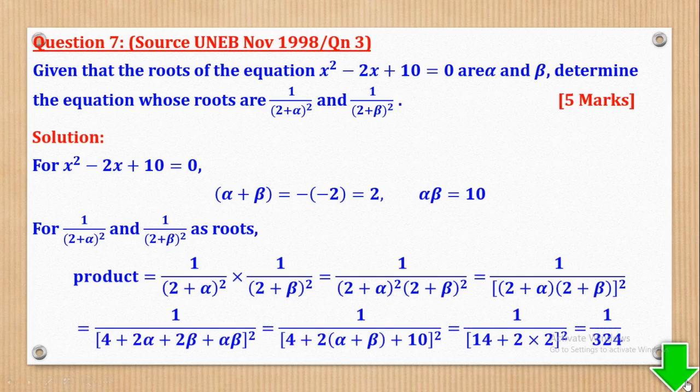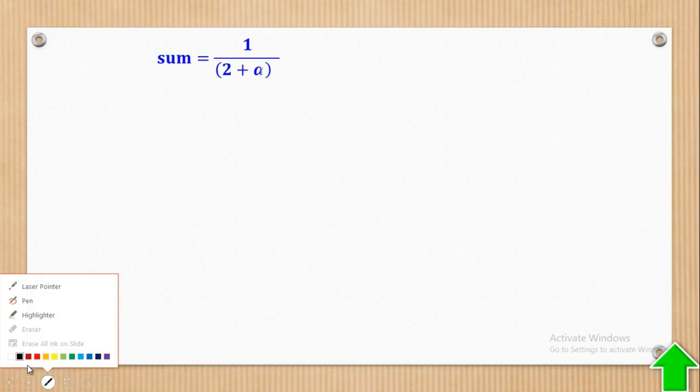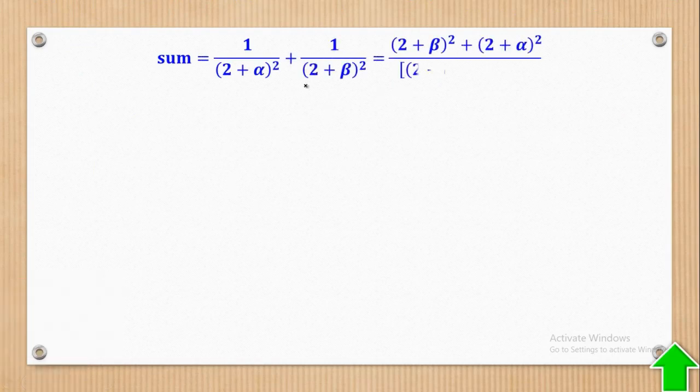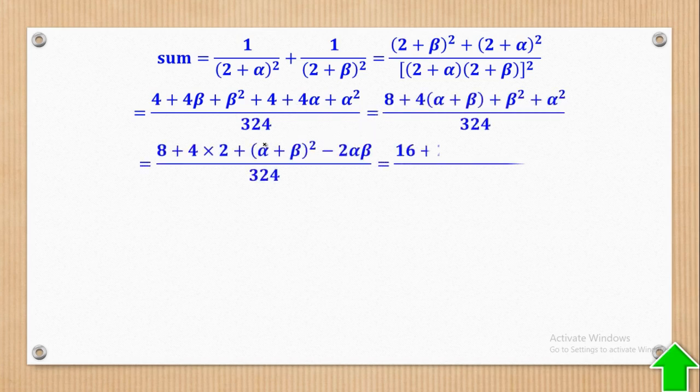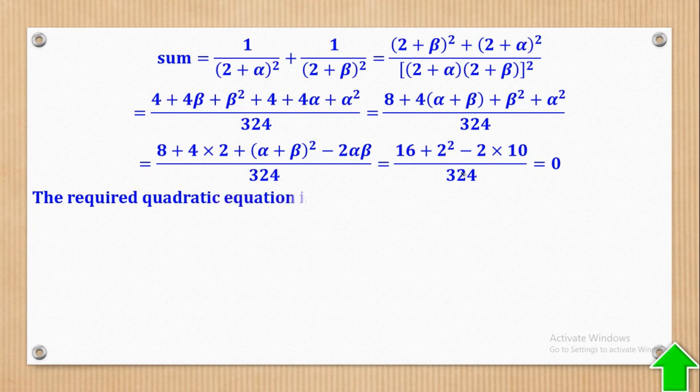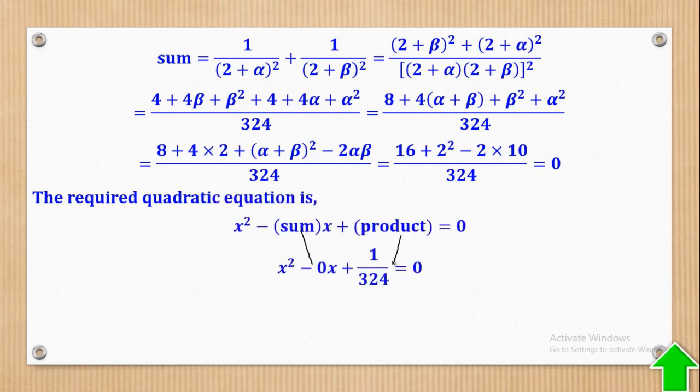What about the sum of roots? So for the sum of roots, we still get the LCM, and simplify, then substitute, and get the answer as 0. So the sum of roots is 0. Therefore, the required quadratic equation will be got from that form. Substitute for sum and for the product. Therefore, multiply throughout by the LCM to get this as the required quadratic equation.